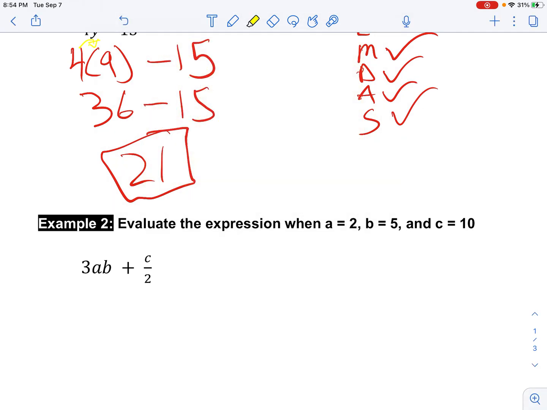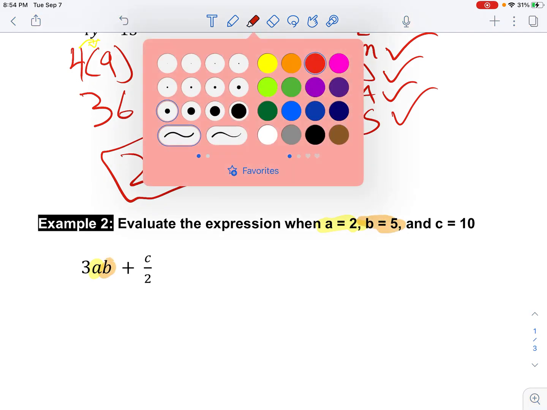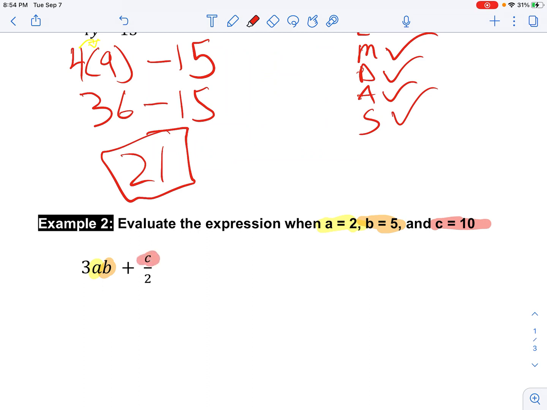All right, this one, again, I have a few things that I'm going to have to plug in. I've got an A, I've got a B, and I have a C. So this is where my order of operations is going to be very important. However, to start, I'm going to just start by rewriting the problem with my numbers. So 3, every time I see an A, I'm going to write a 2. Every time I see a B, I'm going to write a 5. And every time I see a C, get it? I see a C. Every time there's a C, I'm going to write a 10.